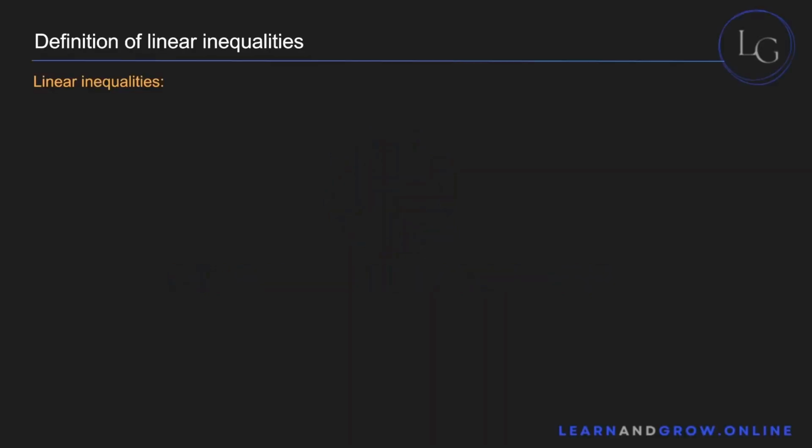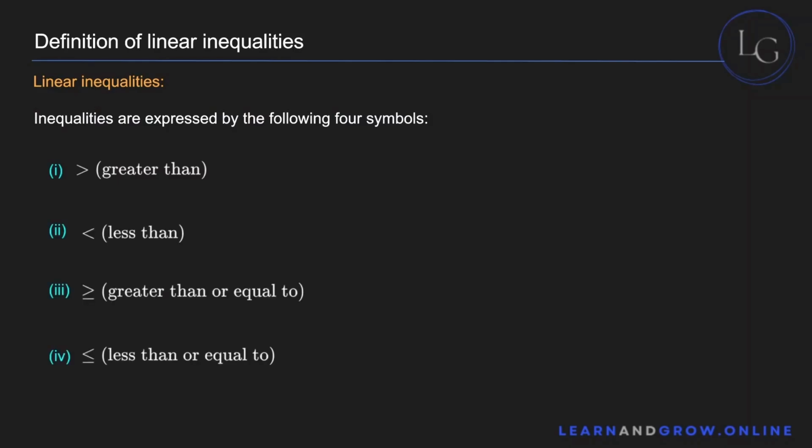Now let's discuss the definition of linear inequalities. So here are the four symbols that inequalities are expressed by. So let's take this first one. This first symbol means greater than. So whatever number is on the left hand side of this symbol is basically greater than whatever number is on the right hand side.